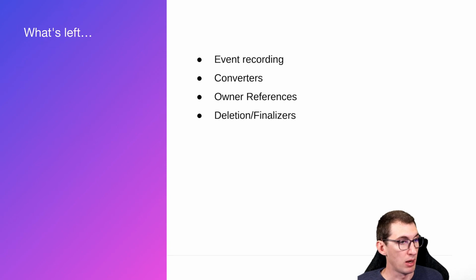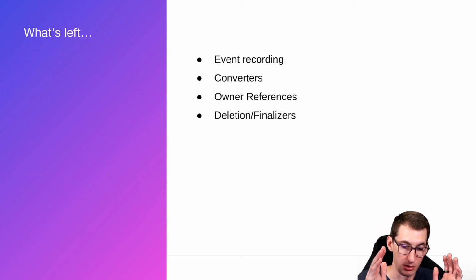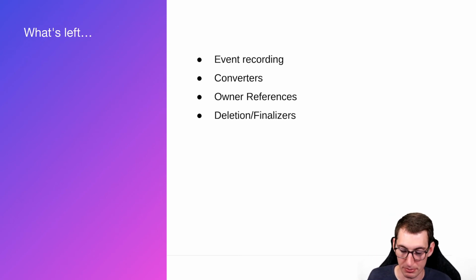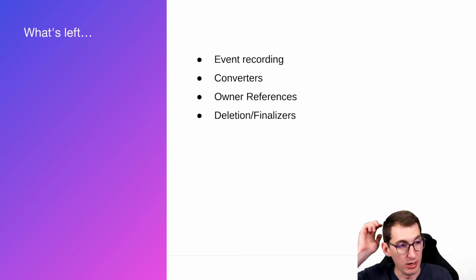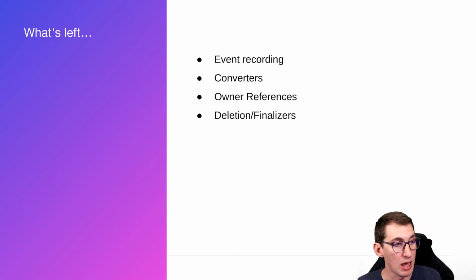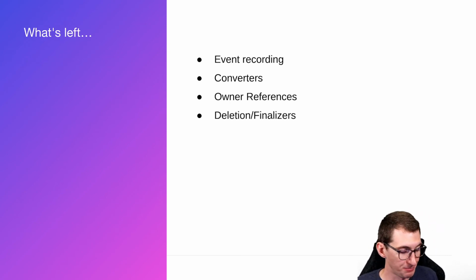Converters: I mentioned earlier that there's only one version of a resource ever stored, and it is converted to serve the requested version. We can code gen those converters, so we don't have to write all of them by hand. It knows how to add the new fields and figure it out. Converters are definitely something you need if you're working with multiple versions of a resource. Owner references as well.